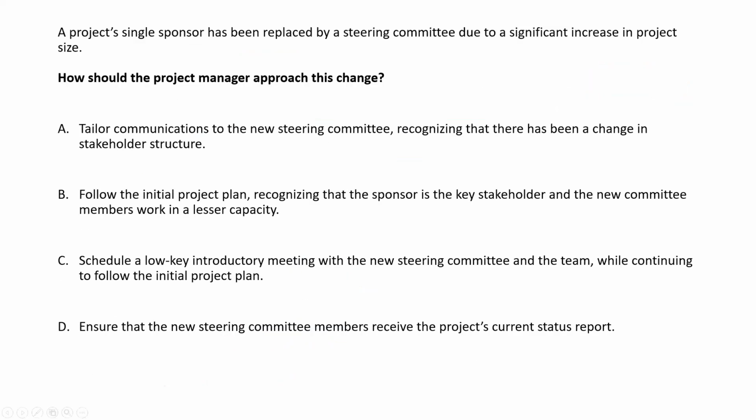Our project sponsor has been replaced due to a significant increase in project size. How should the project manager approach this change? The answer is very clear. Something has changed. I guess you can reach the answer.